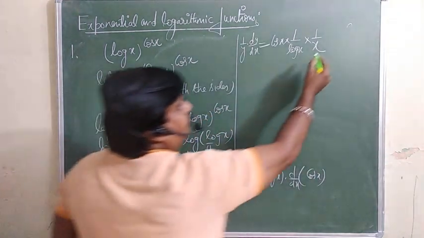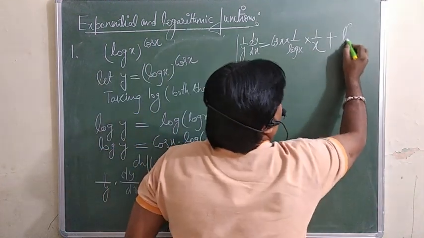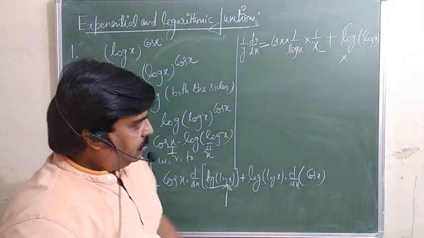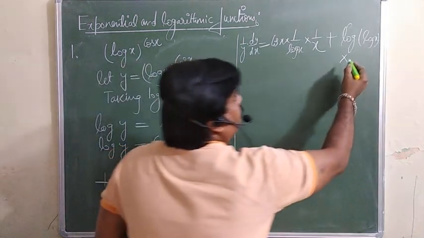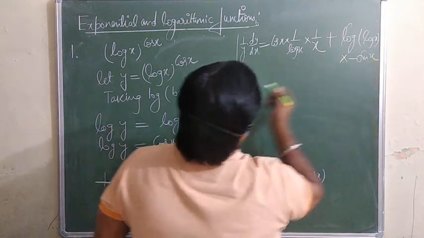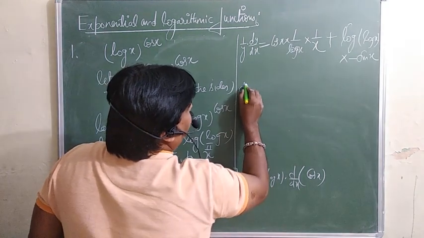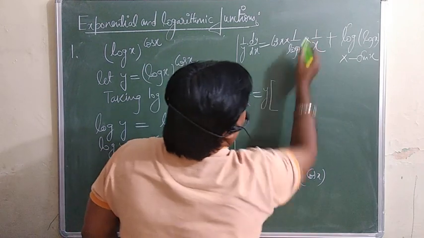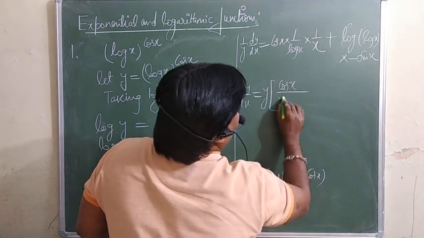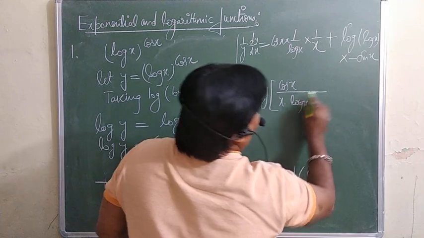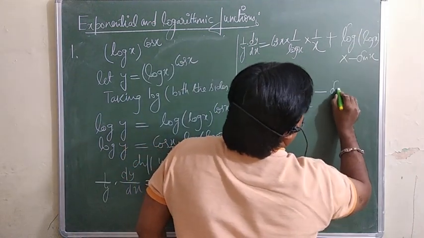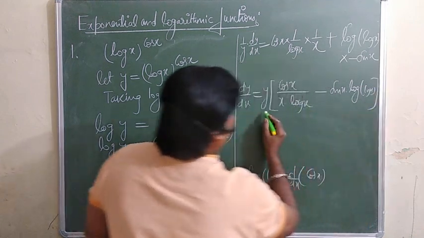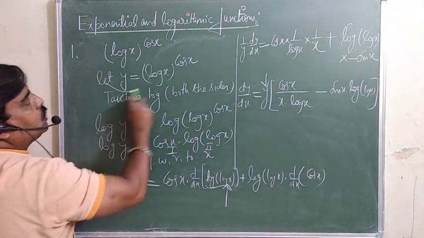This is over. Now plus log(log x) will remain as it is and the derivative of cos x will be equal to what? Minus sin x. So from here you can write down dy over dx, because we are interested in dy over dx. So y will multiply, and this can be written as cos x over x log x minus sin x into log(log x).